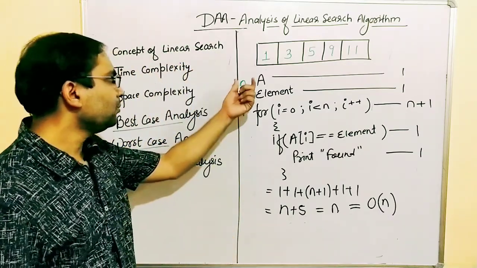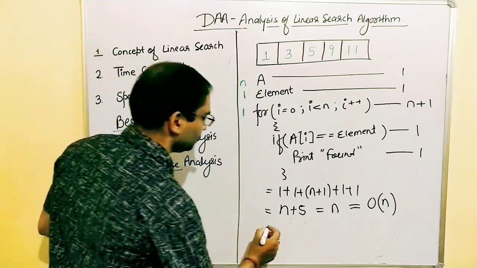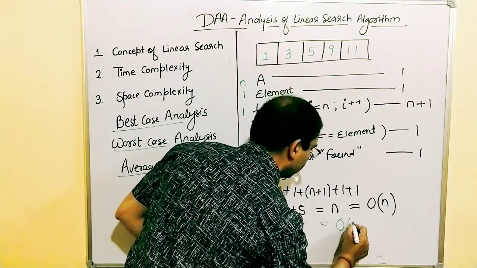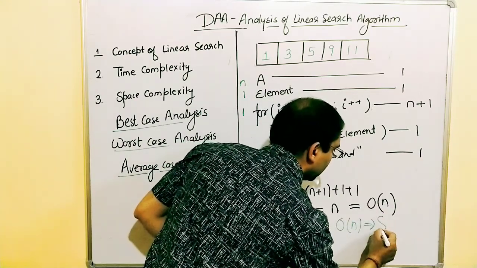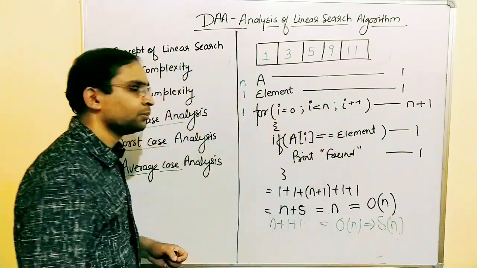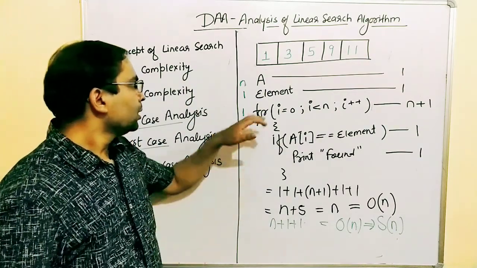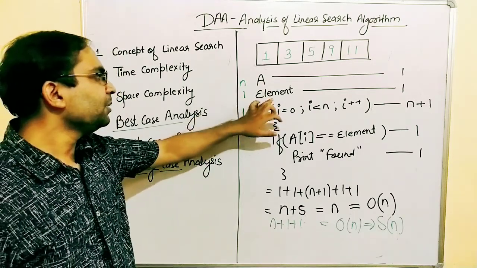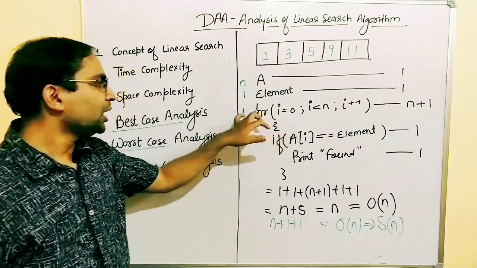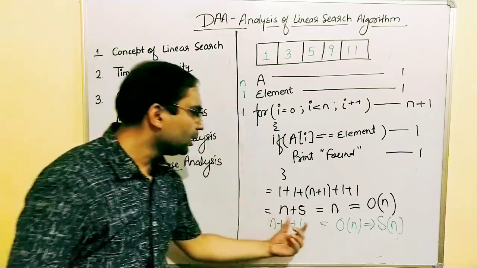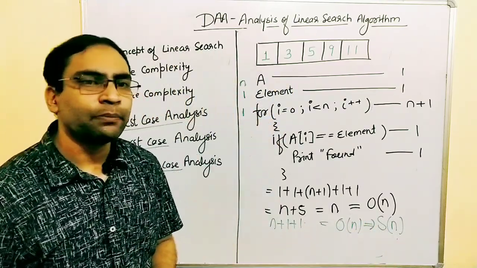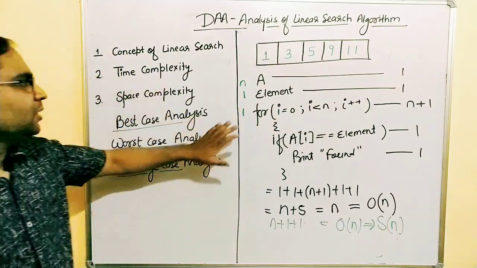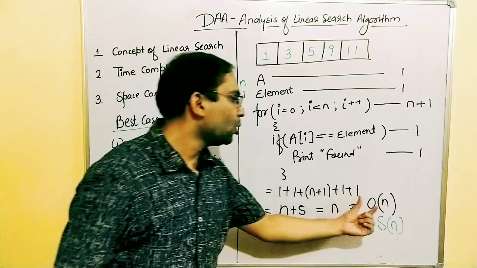So the total sum of these spaces will come to n plus 1 plus 1. Again, this is order of n. So in a sense we can write that the space complexity is also order of n, because this array is taking n words, the element will take one word, and i will take one word. So the space complexity is order of n, and the time complexity for the linear search comes to be order of n.